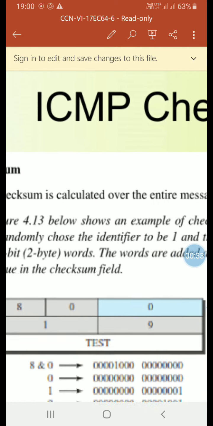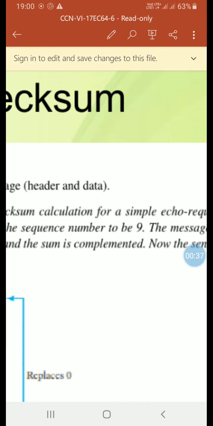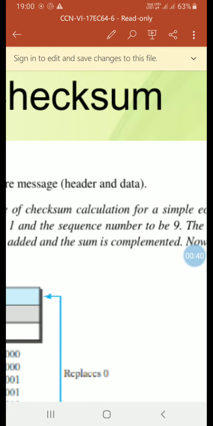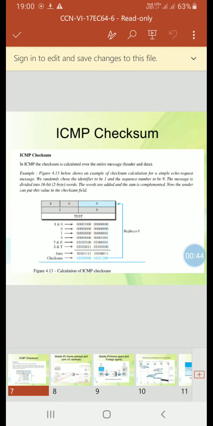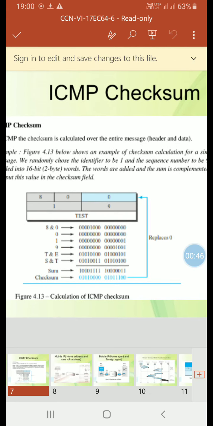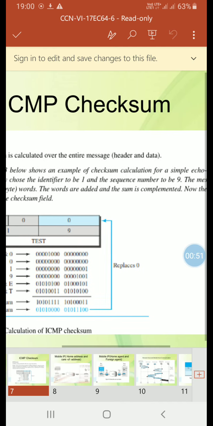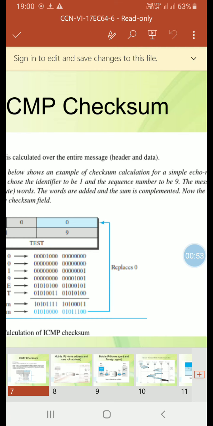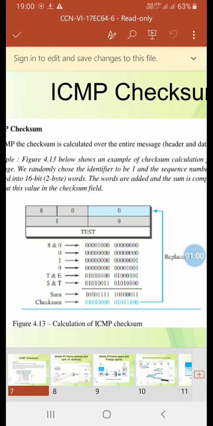We randomly chose the identifier to be 1 and the sequence number to be 9. The message is divided into 16-bit, that is 2-byte words. The words are added and the sum is complemented. Now the sender can put this value in the checksum field. So it is given 8 and 0 values in the fields, with data "test".